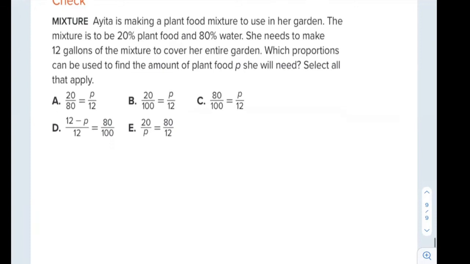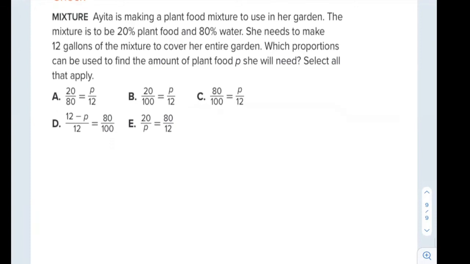Okay. Now, this is the checking of our mixture problem. Aida is making a plant food mixture to use in her garden. The mixture is to be 20% plant food and 80% water. Let's do it this way. We have plant food and water, and the mixture. Again, the plant food is 20%. So out of the 100, we have 20 plant food and 80 water.